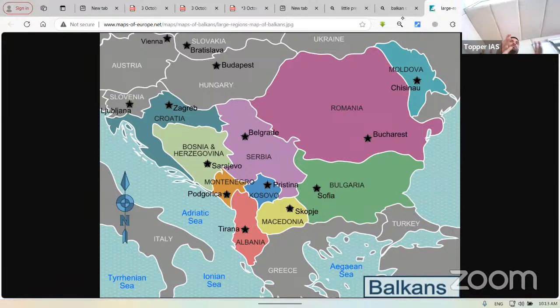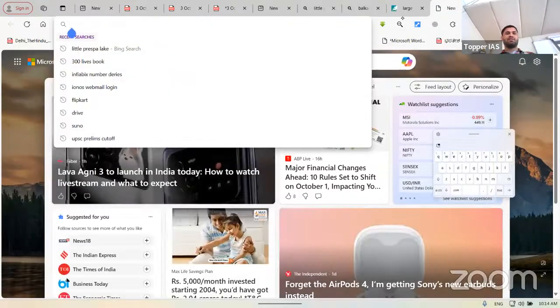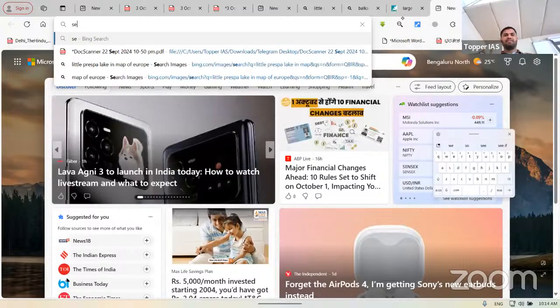So I will give you a task, you have to complete it. You have to go from Aegean Sea to Sea of Azov. Where is Sea of Azov? Aegean Sea to Sea of Azov. See, that region is constantly in the news because of the Ukraine war. Sea of Azov. Where is this?